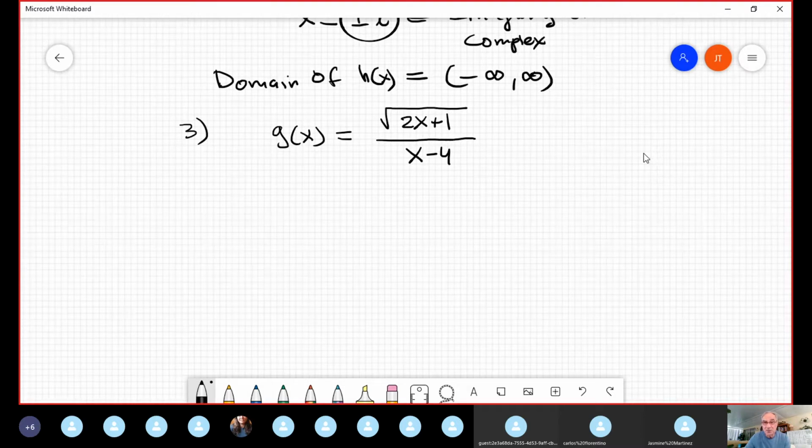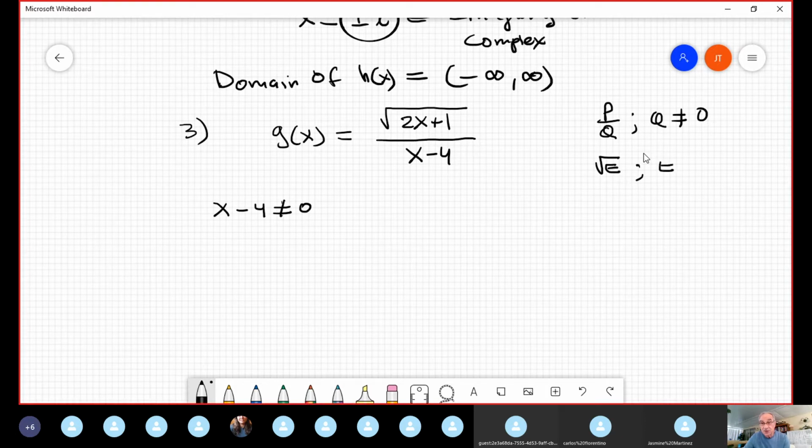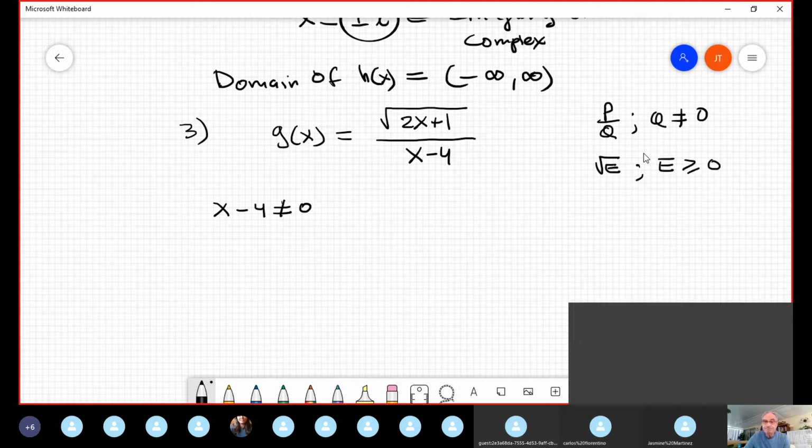Remember, when you have a denominator, the denominator is not 0. So this is the denominator, this is the Q expression. In our example, Q is x minus 4, not 0. And we have a radical, but it depends if it is a radical in the top or in the bottom. In this case, radical in the top. Okay, nice. So the easier case is a capital E expression, non-negative.